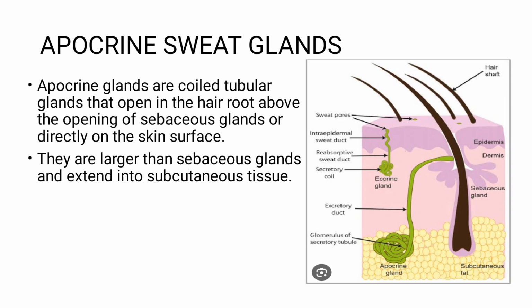Apocrine glands are coiled secretory tubules that open into the hair root above the opening of sebaceous glands. This is a sebaceous gland. These apocrine glands open into the hair follicle or hair root above the opening of sebaceous glands. Sometimes they also open onto the skin surface. This picture shows the glomerulus secretory tubules, and this is the excretory duct which opens directly into the hair root. These are larger than sebaceous glands, and so they extend into the subcutaneous tissue.